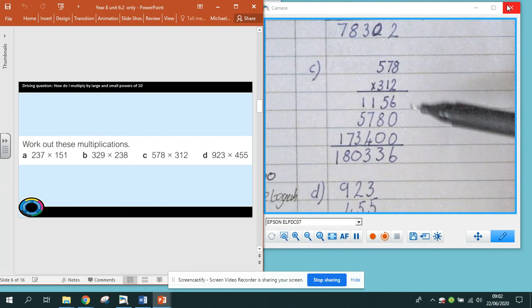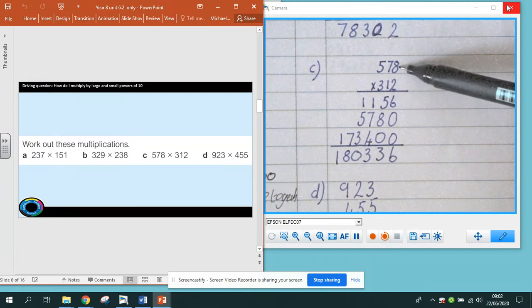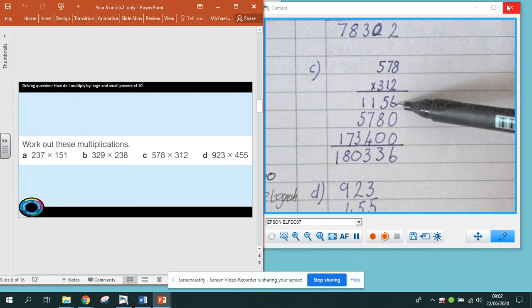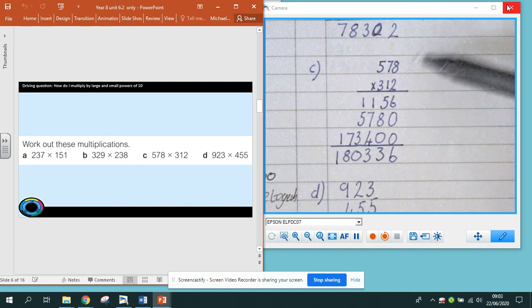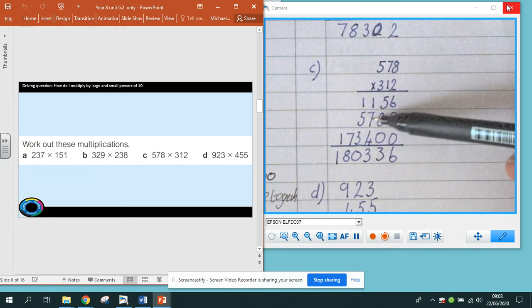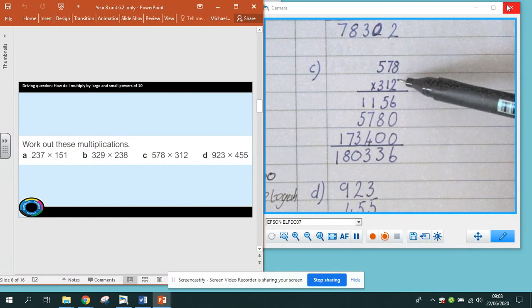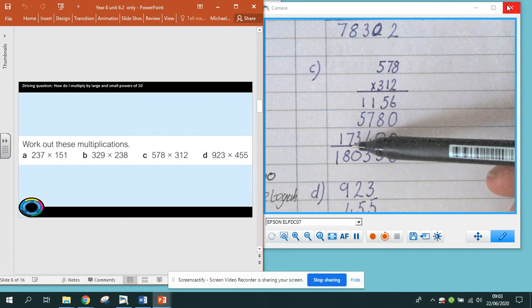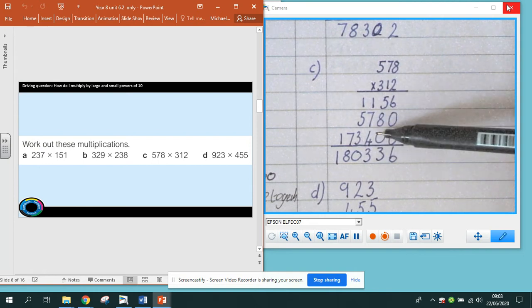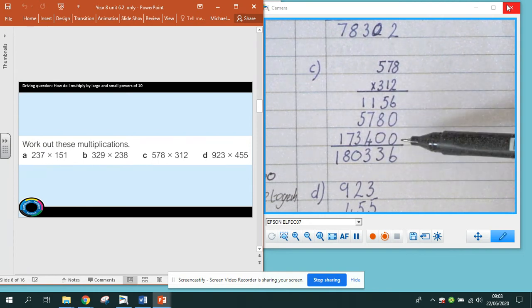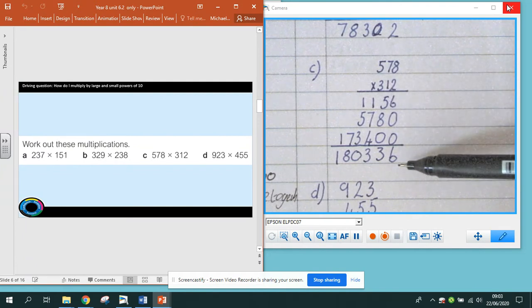Same process again for C. I'm multiplying 578 by 2 to give me 1,156. I'm multiplying 578 by 10 to give me 5,780. And I'm multiplying 578 by 300 to give me 173,400. And if I add those together, I get 180,336.